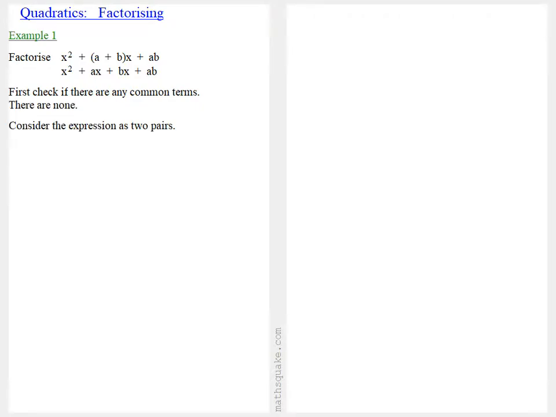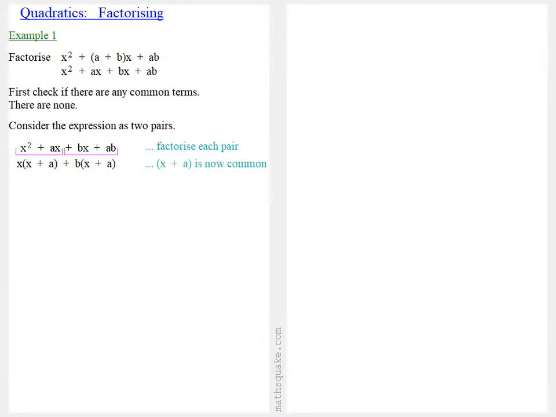So what we do is we consider the expression as two pairs of terms. The first pair is x squared plus ax, and the second pair is plus bx plus ab. And we can factorise each of those pairs. In the first pair, x comes out as a common factor, and so it's x into (x plus a). In the second pair, b comes out as a common factor, and so that factorises as plus b into (x plus a).